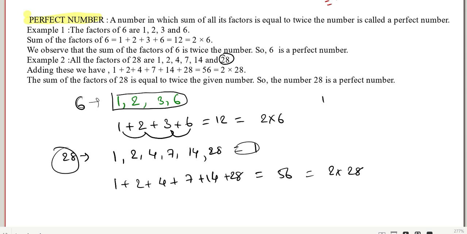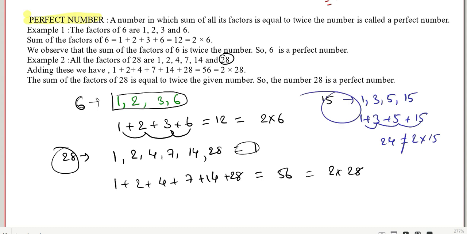Let us take another example, 15. All the factors of 15 are 1, 3, 5, and 15, and adding all these, 1 plus 3 plus 5 plus 15 gives 24, which is not equal to 2 times 15. So 15 is not a perfect number. Likewise, these are the few important concepts which we have discussed in this video.